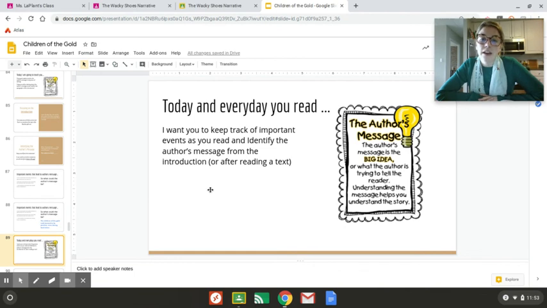So today and every day you read, I want you to keep track of important events as you read and identify the author's message from the introduction. I also added "or after reading a text" because not every text does have an introduction, and not every introduction reveals the author's message. It depends on how extensive it is.